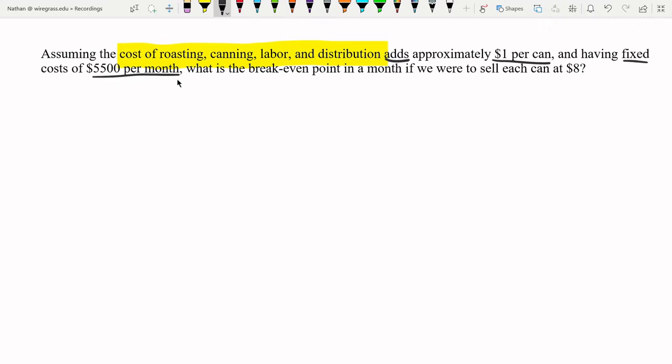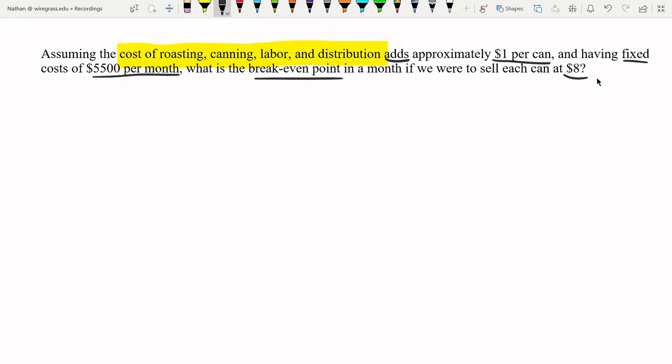Think of this like rent, utilities, maybe the cost of energy, whatever distribution you're trying to get in to plug in. I don't know, it could be a lot of different things. But a fixed cost of $5,500 per month. What is the break-even point if we sell each can at $8 a can?